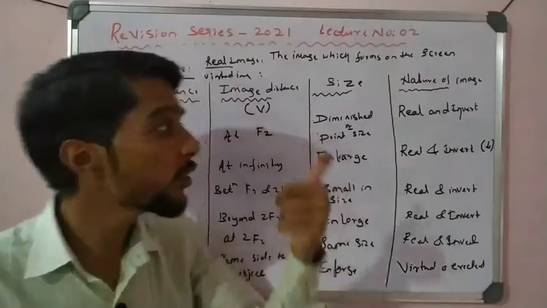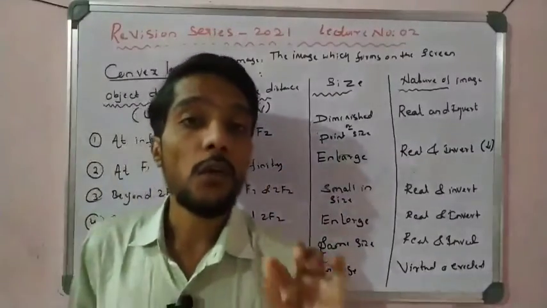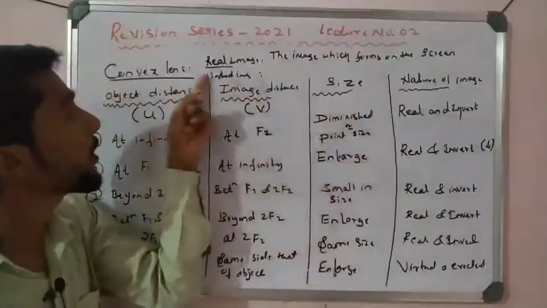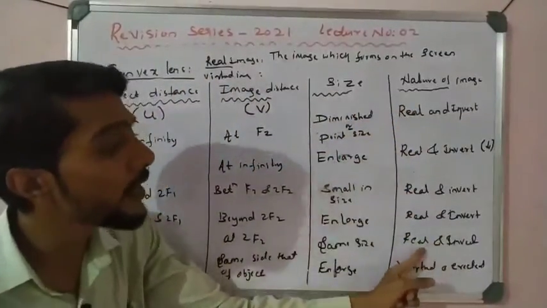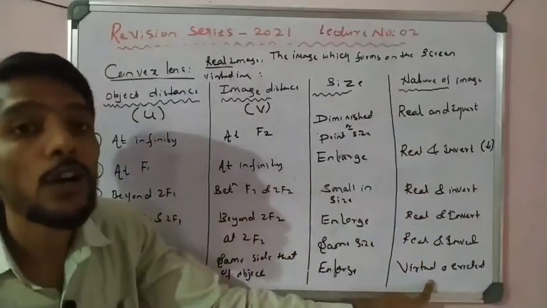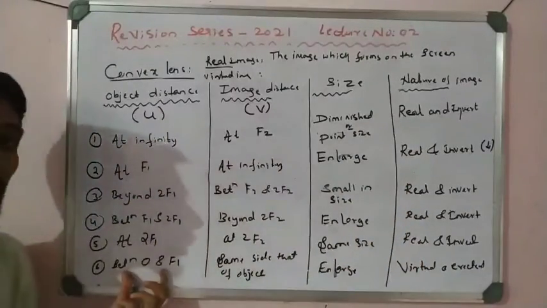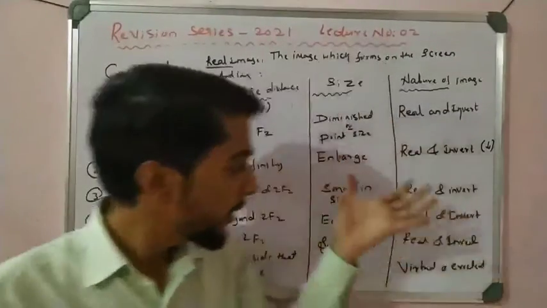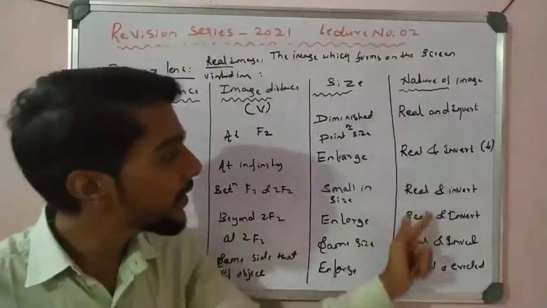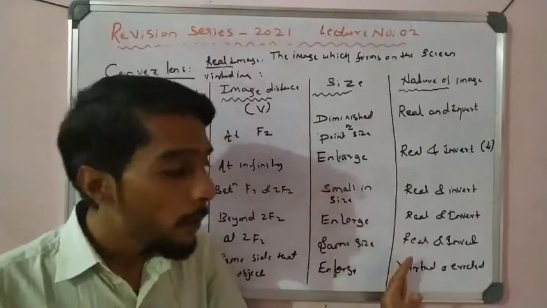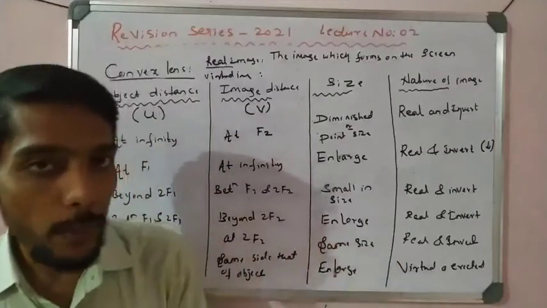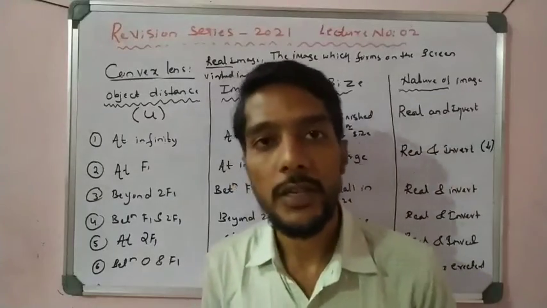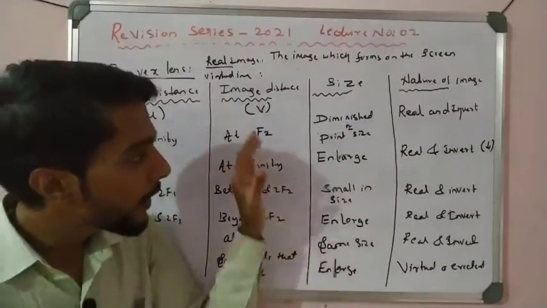Maybe they ask which lens can form both real image and virtual image. That is nothing but the convex lens. See here, in the 5 cases it forms the real image, but in the 6th case, a virtual image. Which case? When the object is between the optical center and the focus point F1. So these are all the very important points. In the 5 cases it forms real image, but in the 6th case it forms virtual image. So remember that the convex lens forms both real image and virtual image. This is all about the information.